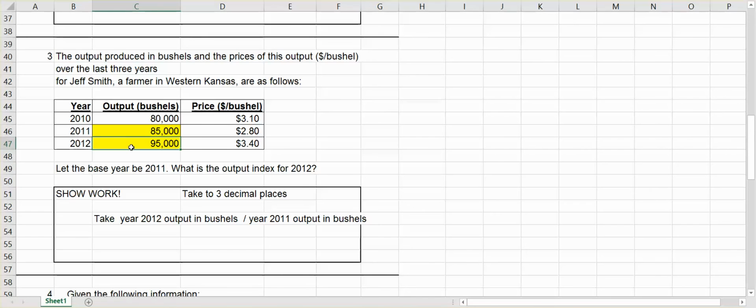That's 95,000 bushels. So I want to take the 2012 output of 95,000 bushels and divide it by the 2011, that's my base, of 85,000 bushels. So when I take 95, my 2012, divided by 85, my 2011, again, take it to 3 decimal places, that's 1.118.